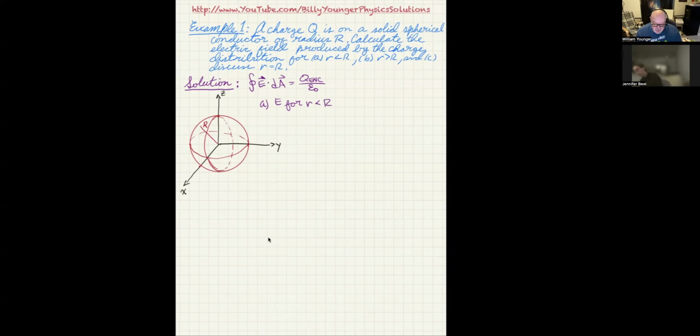Okay. So what we do know is that the total charge on this conducting sphere is plus Q, and specifically that it all resides out here on the outside surface of the sphere. None will be inside, basically.